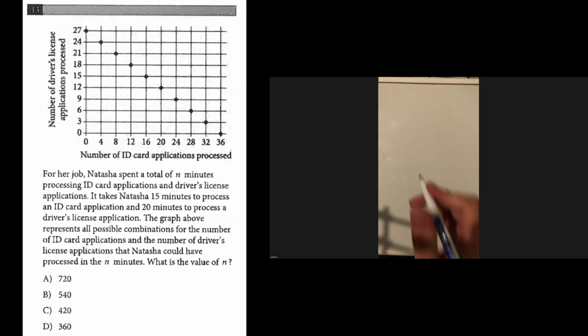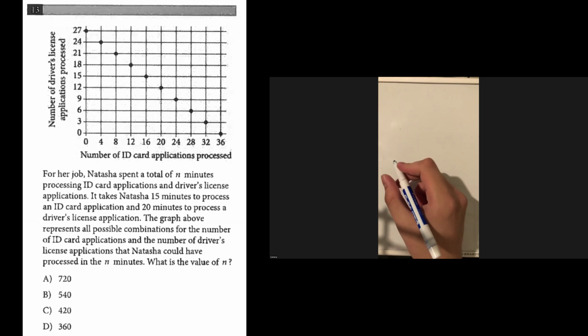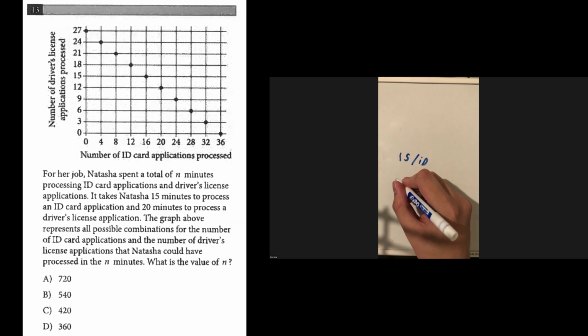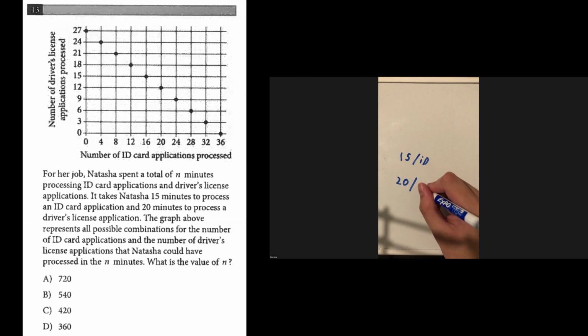Okay. For question 13, it says it takes her 15 minutes for her ID, and it takes her 20 minutes for her driver's license. The graph represents all the possible combinations. How many minutes does she spend doing this? Well, simply we can just get rid of one of the variables since they gave us that option. And so let's say she only does driver licenses that day.